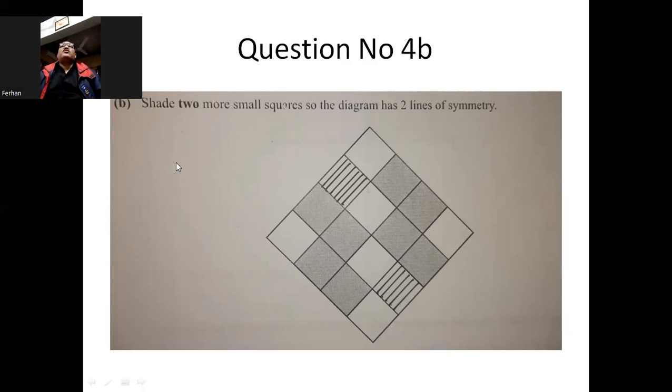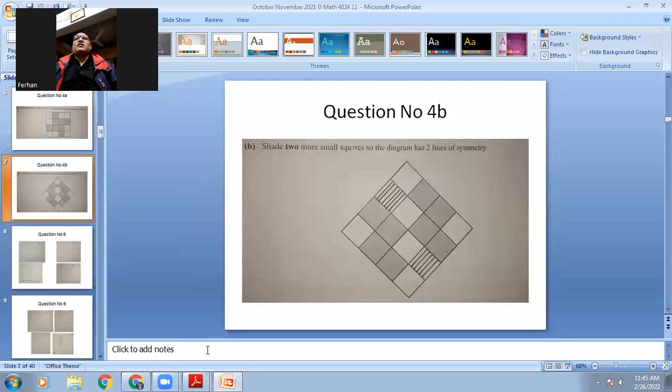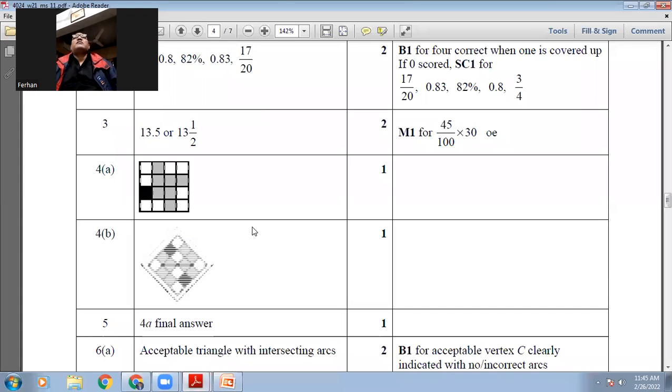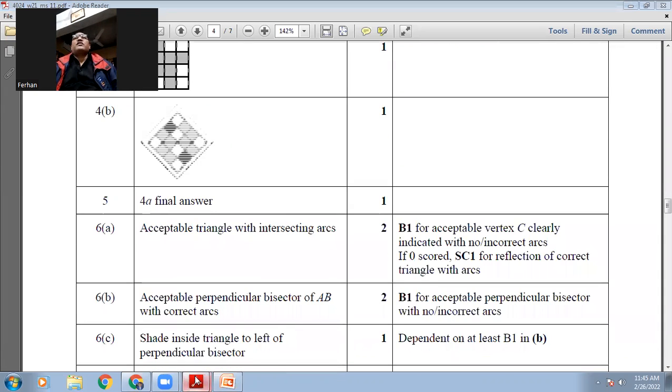This is question number 4, and it's B part. Hopefully you understand. Okay, so question number 4, B part is done. Let's have a look at the marking scheme. So this is the marking scheme showing up on your screen.